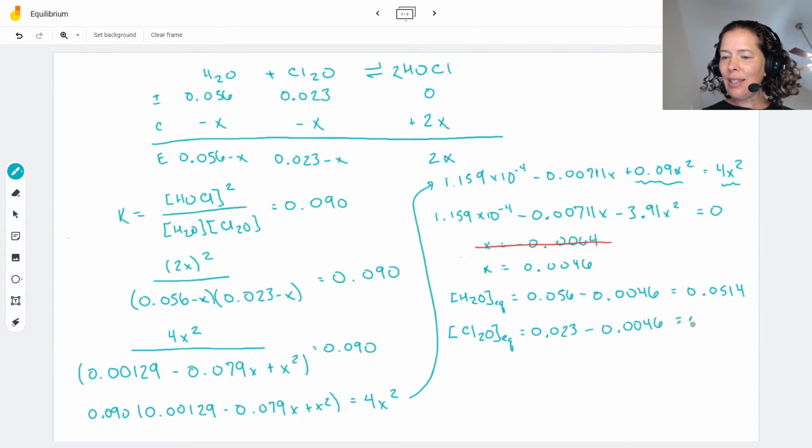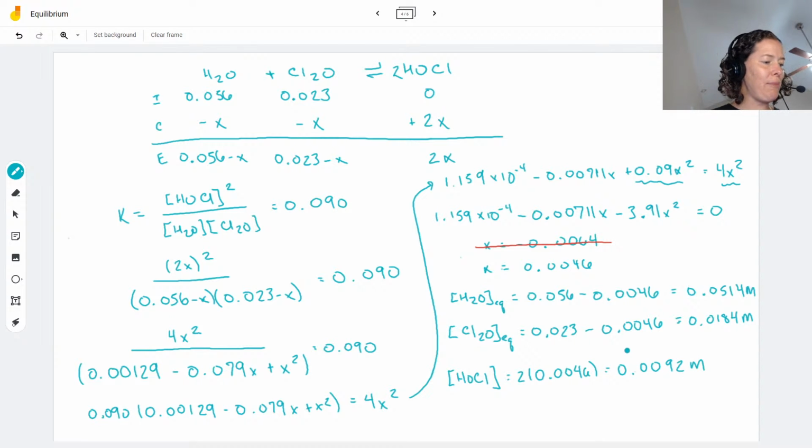Okay, so I did this calculation, and this is 0.0184. Again, these are all molarity. I should put my units in. And then let's do the same thing for our product. This is simply 2 times x. So 2 times our value for x. And that gives us 0.0092 again, and that is molarity.